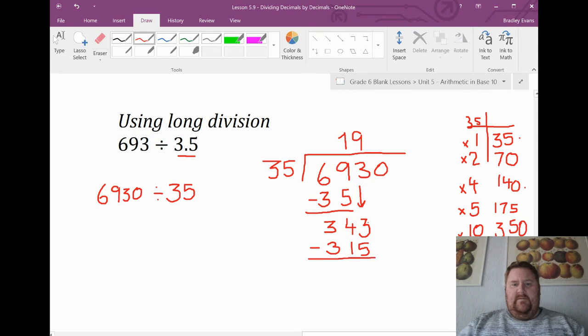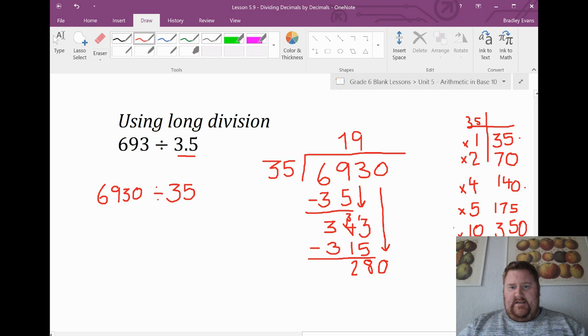3 take away 5 I can't do, so let's regroup here. 13 take away 5 is 8. 3 take away 1 is 2. 3 take away 3 is 0. Okay, and let's bring down the final 0. 35 into 280, let's see. Well, 9 times 35 here is going to be too high. I'm going to subtract a group of 35 to get times 8.